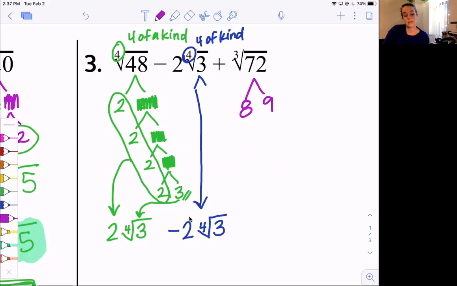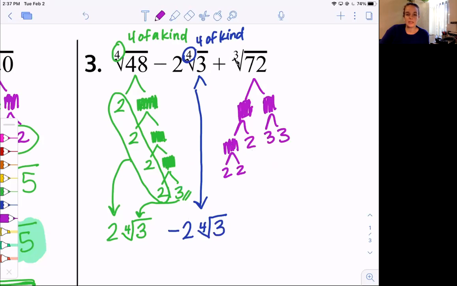You could use 3 and 24, 4 and 18, 6 and 12, 8 and 9. Right, so you have lots of options. We know 8 is 4 and 2, 4 is 2 and 2, 9 is 3 and 3. I'm going to go ahead and cover up the things that I have used up. So we have these ones here.